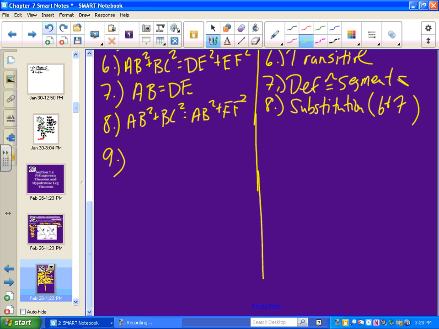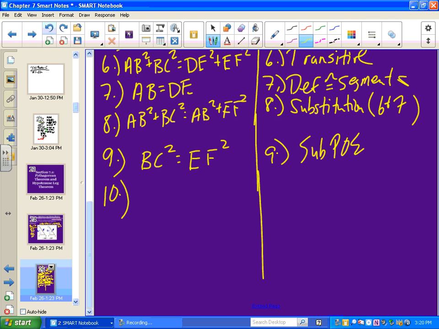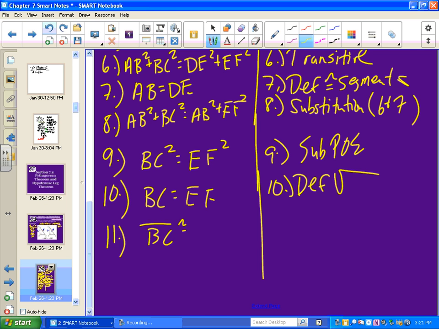Step 9. We can now subtract out the AB squared. Subtract AB squared from each side, we get BC squared equals EF squared. And that is subtraction property, subtracting AB squared from each side. We now take the square root of each side. BC equals EF. That's definition of a square root, taking the square root of each side. And now that they're equal, that means segment BC is congruent to segment EF. Definition, congruent segments.